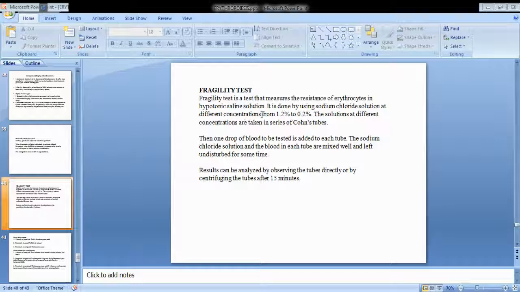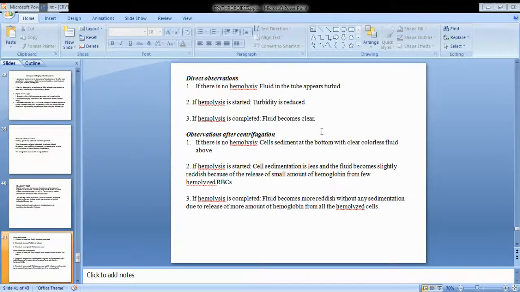The fragility test is done to measure the resistance of the erythrocytes in hypotonic saline solution. What kind of resistance do the erythrocytes show when they are immersed in a hypotonic solution? How is it done? It is done by using sodium chloride solution at different concentrations. You can use this sodium chloride to hemolyze, that is, to disrupt the RBC cells. So this is what is done.